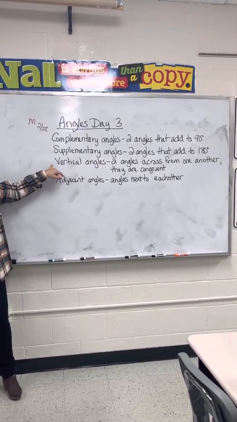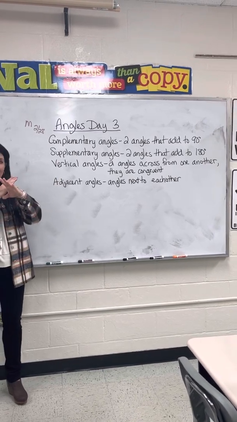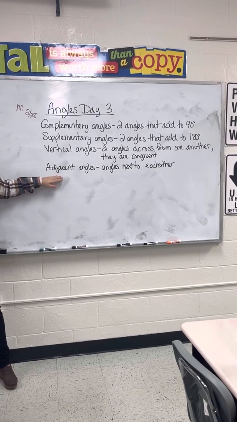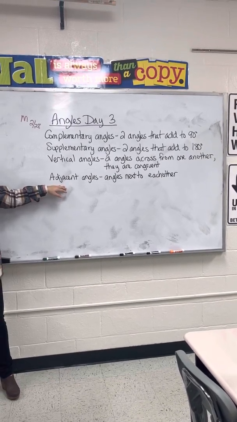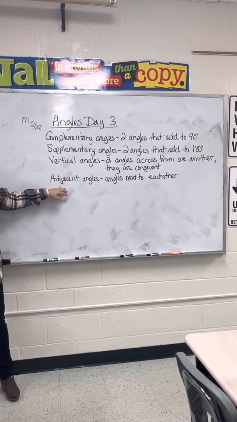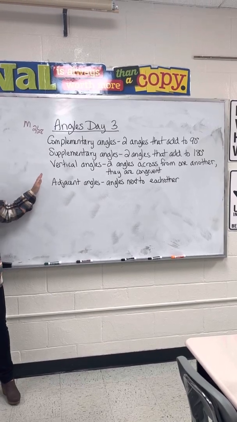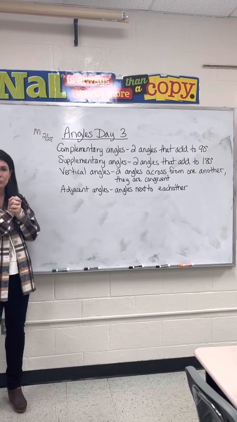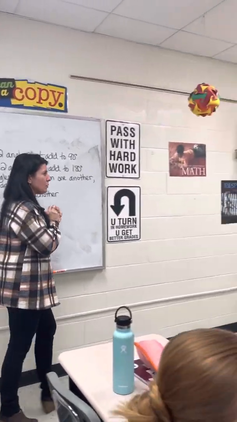Vertical angles are two angles across from one another. Again, you want to look for that X. They're directly across from one another and they are congruent. Adjacent angles are angles that are next to each other. They share a ray, if you remember that from our last lesson. So using these ideas, we're going to go a step further and use algebra, and knowing these terms, we're going to find unknowns. So let's look at our first example.